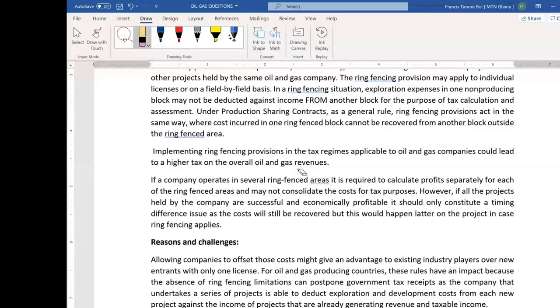Allowing companies to offset those costs. Fred, you jump. Did you read this one? If a company operates in several ring-fence areas, it is required to calculate profit separately for each of the ring-fence areas and may not consolidate the cost for tax purposes. However, if all the projects held by the company are successful and economically profitable, it should only constitute a timing difference issue, as the cost will still be recovered, but this will happen later on the project in case ring fencing applies.